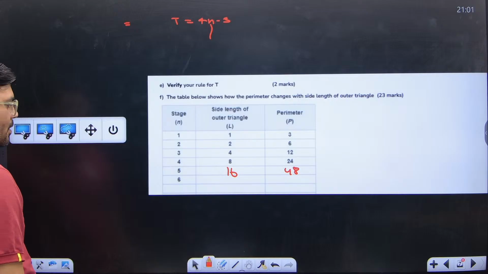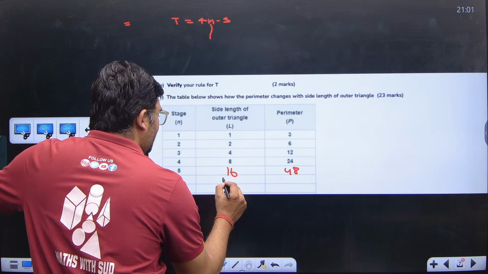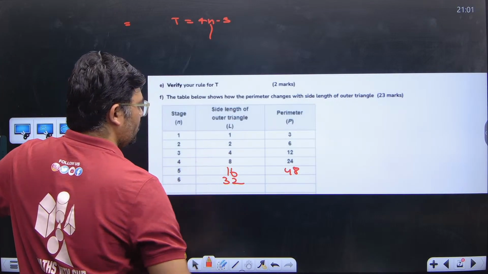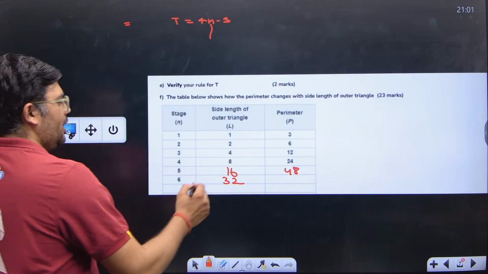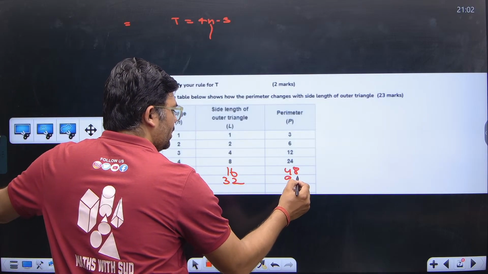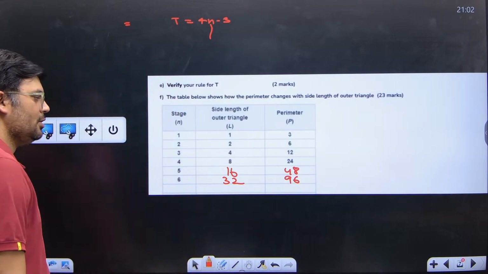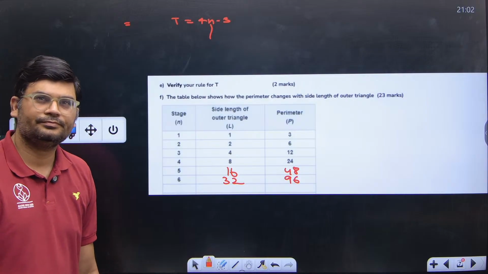Yes, sir. Then 16 into 2 will be 32, and 32 into 3 will be 96. Are you getting it? Yes, sir.